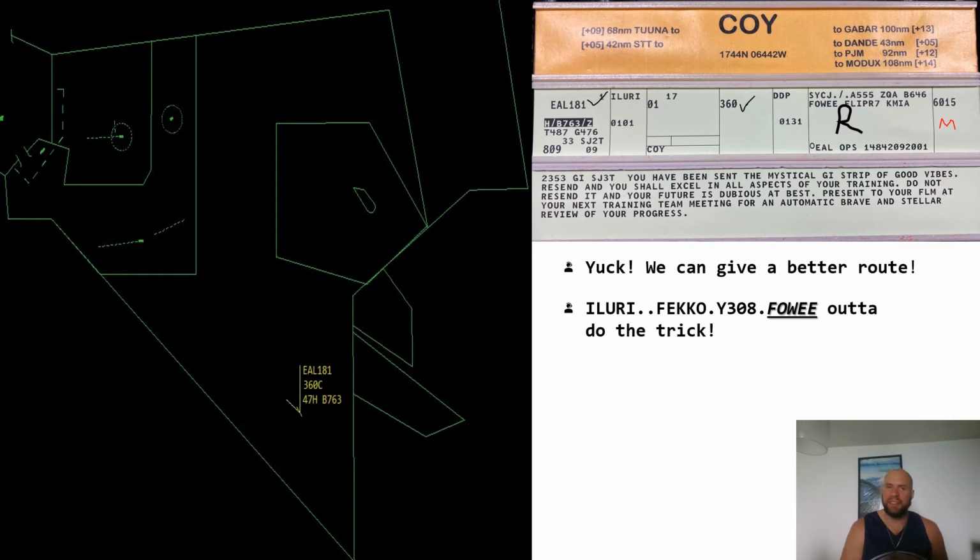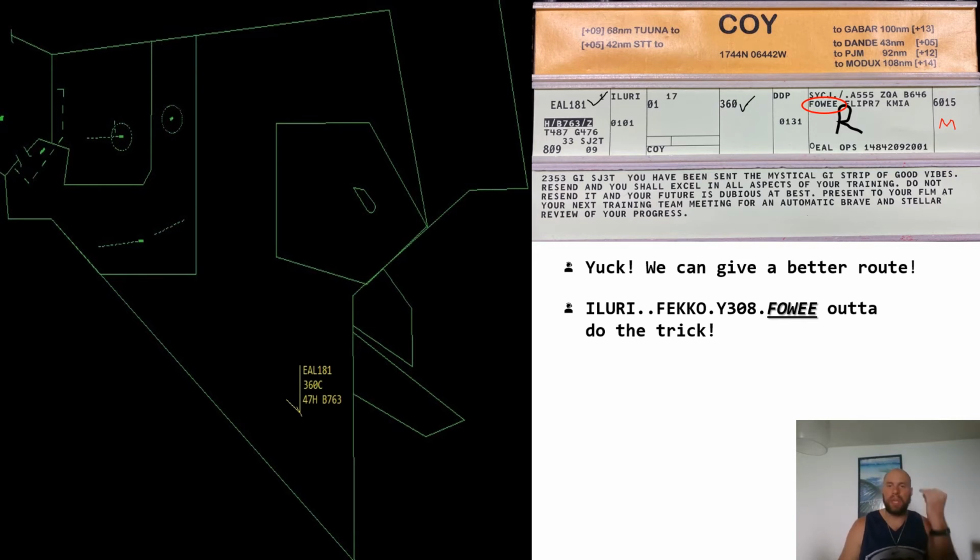So FECO sounds nice. Yankee 308 Fowey, and look how awesome it is that Fowey is in the initial route string. So we have context in this particular flight plan. So this is an easy fix because we know our airspace. We know the airway that will get them to Fowey, and Fowey is in the original flight plan. This is a no-brainer. This is easy, and the 7110 offers guidance on how to do this properly, which is even more exciting. So let's see what that looks like.